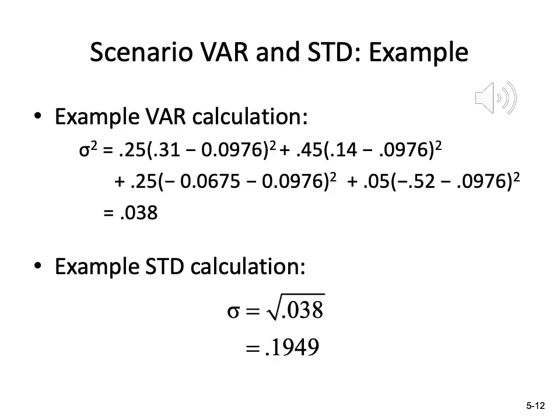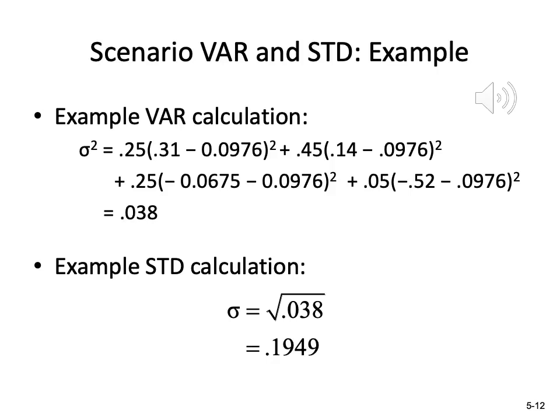So first of all, in each state, we want to calculate the deviation of the state return from the mean return. If you recall, the mean return is 9.76%. So in the first state, the excellent state, with 25% chance, the stock will return 31%. So 31% minus the mean return, 9.76%, squared, because here we want to measure the distance, so we want it to be a positive number, okay?